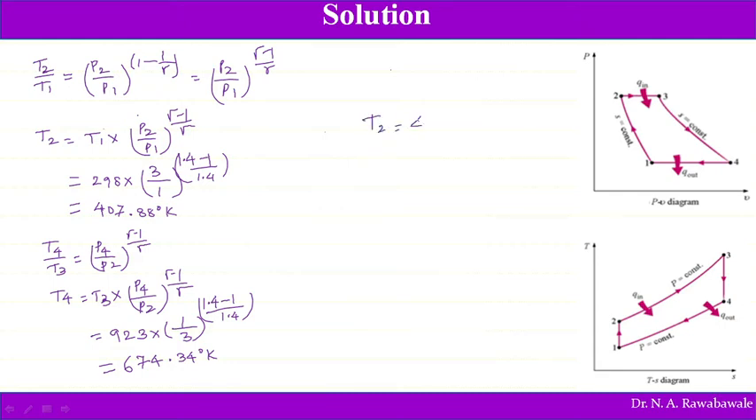So we know T2 as 407.88 degree Kelvin, just we have obtained, and T4 is equal to 674.34 degree Kelvin. Now we'll find out heat supplied.